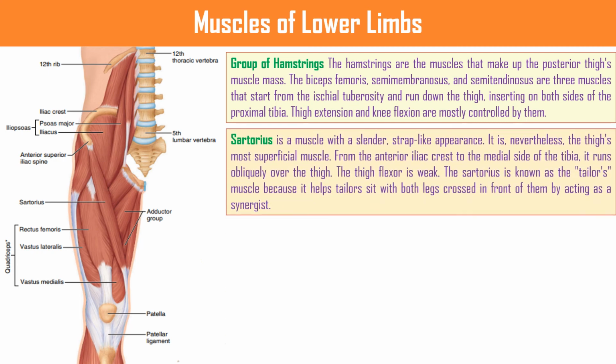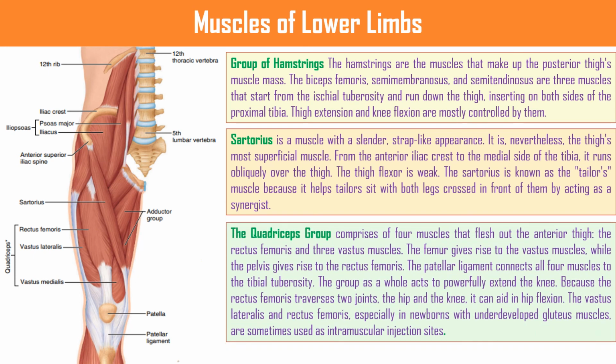Then we have sartorius. Sartorius is a muscle with a slender strap-like appearance. It is nevertheless the thigh's most superficial muscle. From the anterior iliac crest to the medial side of the tibia, it runs obliquely over the thigh. It is a weak thigh flexor. Sartorius is known as the tailor muscle because it helps a tailor sit with both legs crossed in front of them, by acting as a synergist.